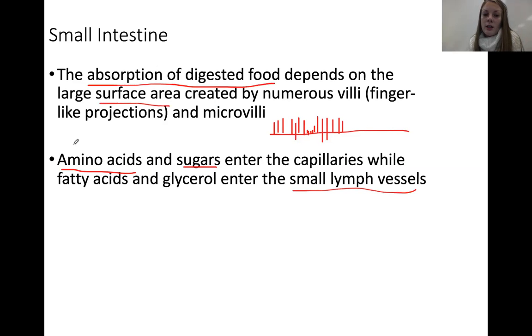And also here it's talking about what happens to those amino acids and sugars. They enter the capillaries, while the fatty acids and the glycerol enter the small lymph vessels.